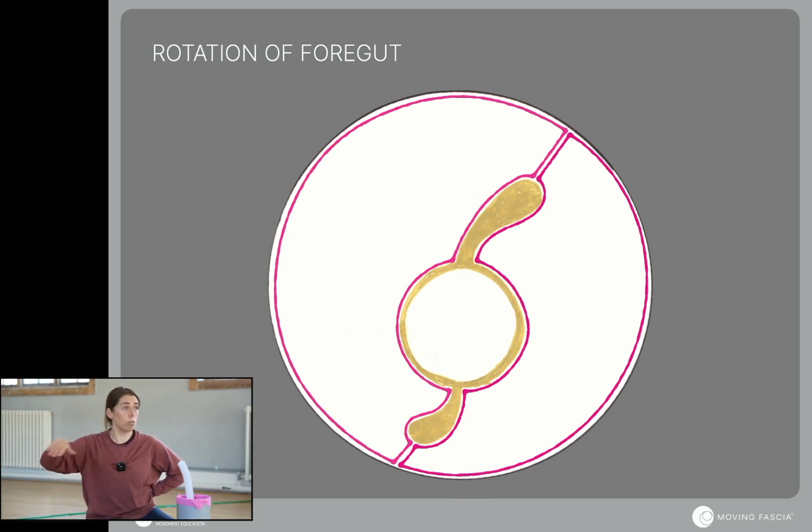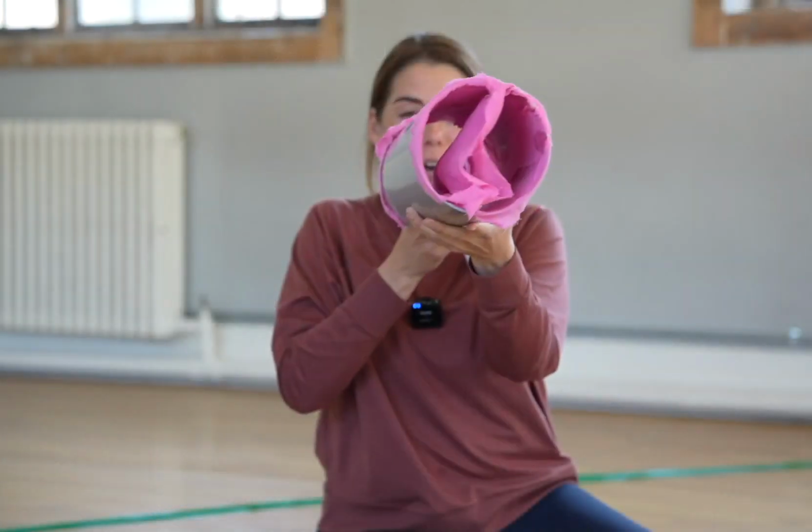The stomach rotates to the right, which means that we end up with the liver to the right and the spleen to the left. But actually, the liver is to the front, the spleen is to the back. Isn't that beautiful? It's too beautiful.